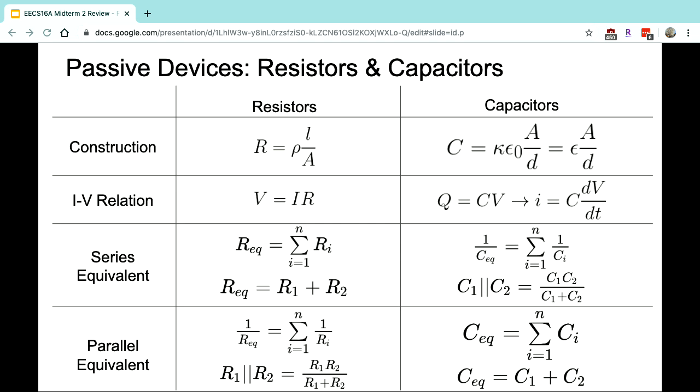For capacitors, this is Q equals CV. We're relating charge to capacitance and voltage. If we take the derivative of this, we get current is equal to the capacitance times the change of voltage over time. And then we also have this series and parallel equivalence. So for resistors, if you have two resistors in series, you can just sum up the individual resistances. If they're in parallel, then we have 1 over the equivalent resistance is 1 over the resistance of each of the individual resistors in the parallel. Okay? And then for capacitors, this is kind of flipped. So if it's in parallel, then you're summing the capacitances together.